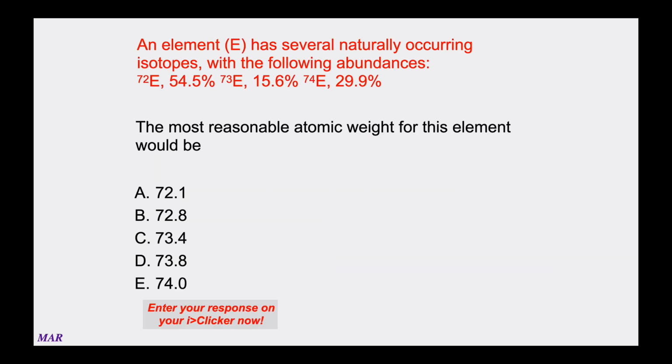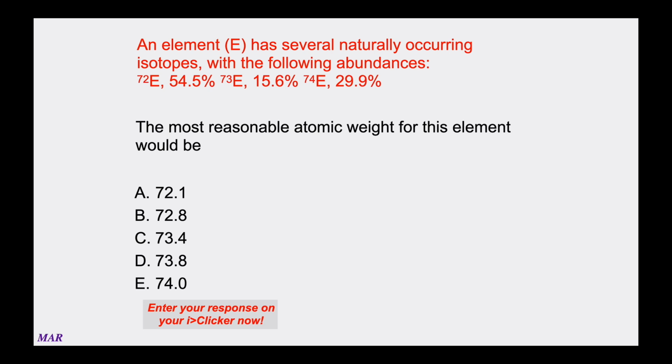Cool. An element E has several naturally occurring isotopes with the following abundances. So we're just listing them as some random capital E. All right, don't worry about that. But notice there that 72E is about 54.5%, 73E is about 15.6%, and 74E about 29.9%. And the question then says, the most reasonable atomic weight for this element would be, and it lists 5 possibilities.